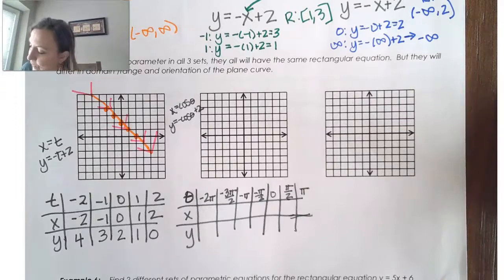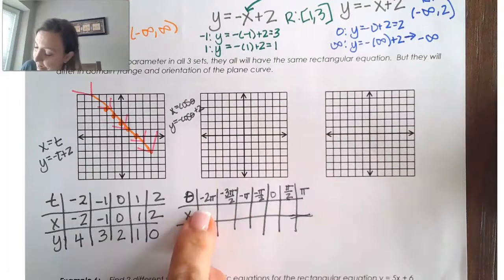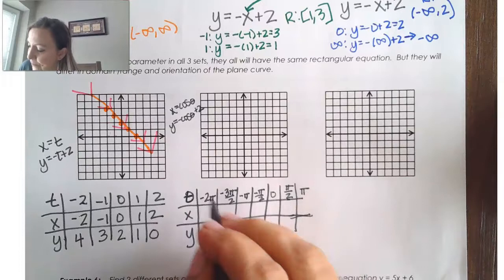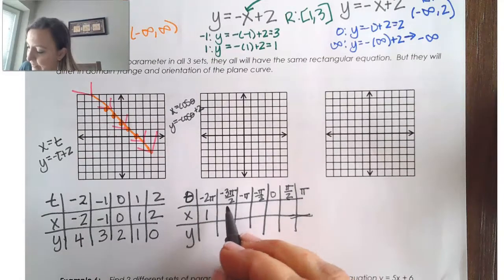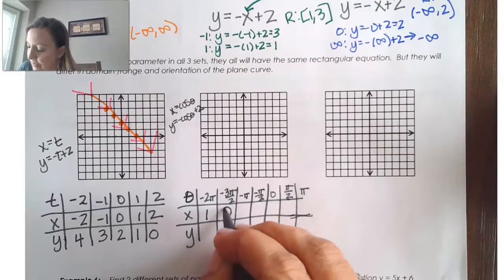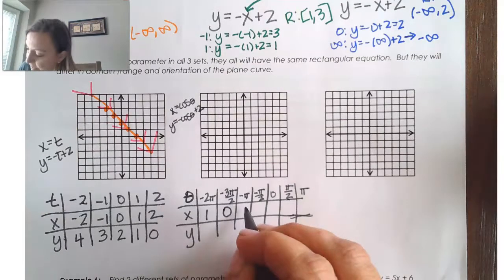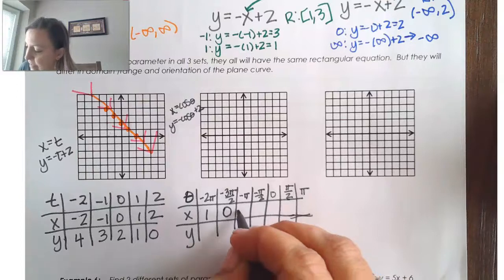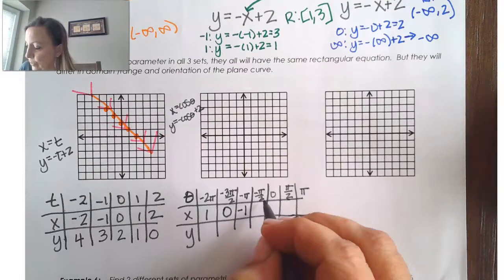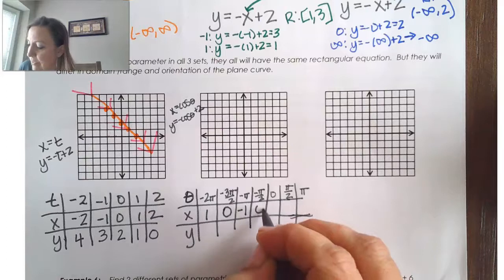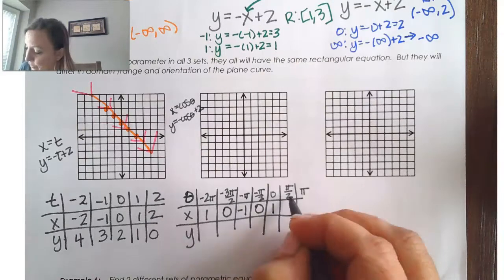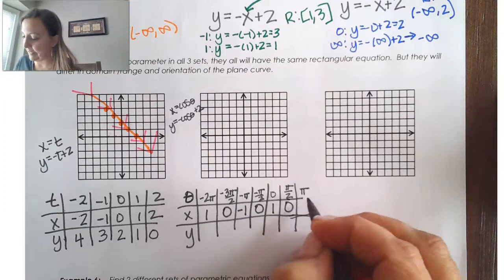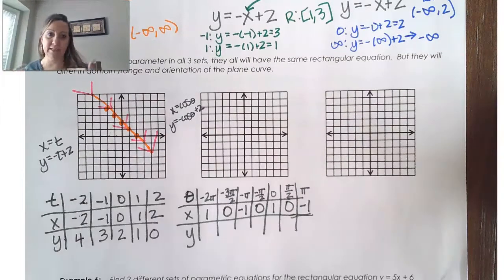So again, we're going to take the cosine of -2 pi, which is 1. The cosine of -3 pi over 2 is 0. The cosine of -pi is -1. The cosine of -pi over 2 is 0. The cosine of 0 is 1. The cosine of pi over 2 is 0. The cosine of pi is -1, etc. Okay, so we can kind of see how the x is going to oscillate.